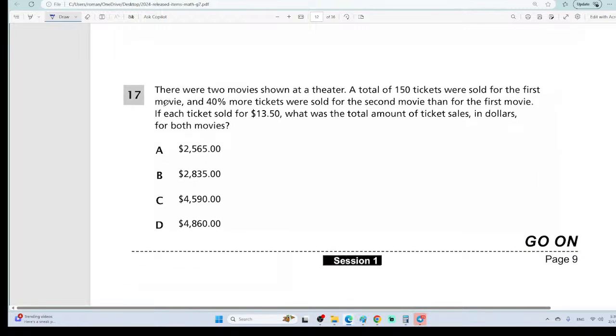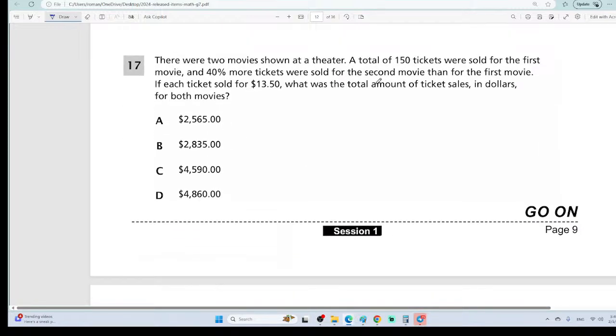Maybe this. Yeah. Okay, there are 2 movies shown in the theater. A total of 150 tickets were sold for the first movie, and 40% more tickets were sold for the second movie than for the first movie. If each ticket sold for $13.50, what is the total number of ticket sales in dollars for both movies?